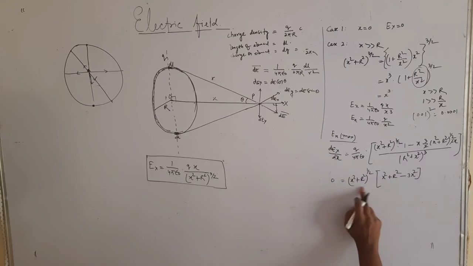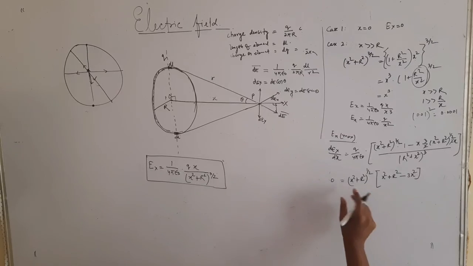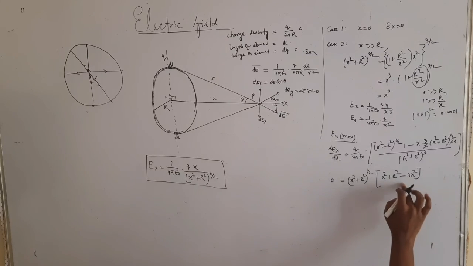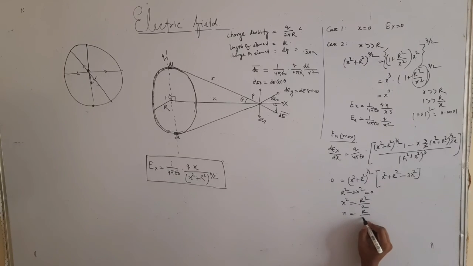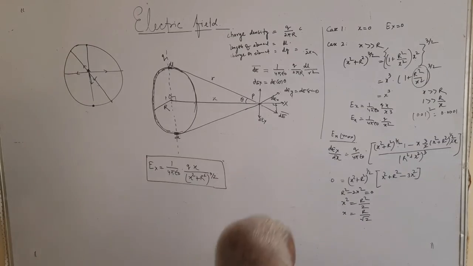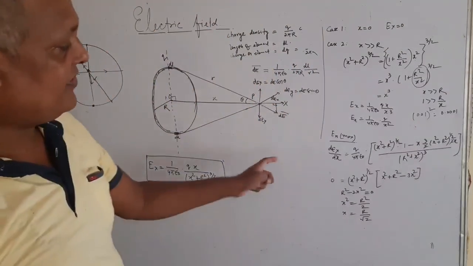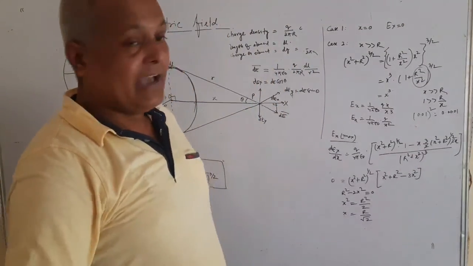So this quantity, the sum of the squares of two positive quantities, cannot be 0, so we have to target this. So this will give you r square minus 2x square is 0. So x square is r square by 2, that is x is r upon under root 2. So the maximum value of the electric field will be at r by root 2. We have yet to find it.